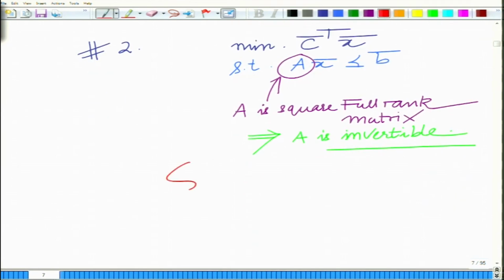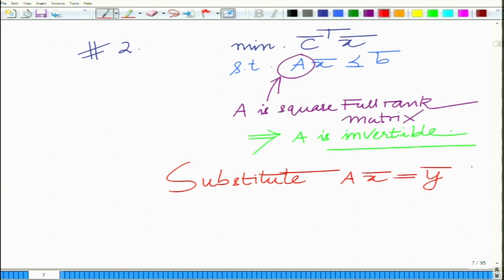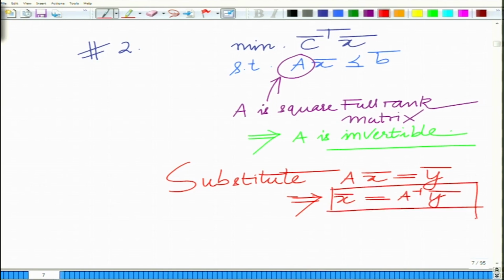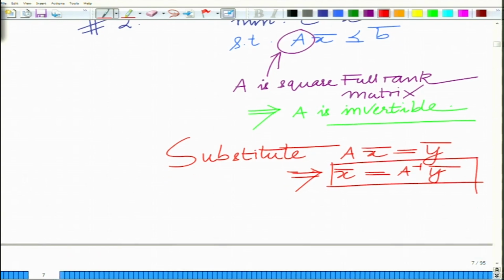For this, what we do is we substitute A x bar equals y bar. So, we will set A x bar equals y bar, which implies that we will convert this into an optimization problem in terms of y. Okay. We are introducing this new variable y. Now, since A is an invertible matrix, there is a one-to-one correspondence between x bar and y bar. So, which means x bar equals A inverse y bar. Okay. So, from x bar one can find y bar, from y bar one can find x bar. Since A is invertible, there is a one-to-one correspondence.